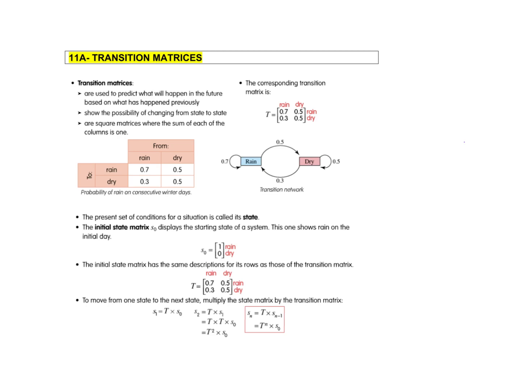Okay, so today we're going to start looking at transition matrices. A transition matrix is always a square matrix. It's a matrix that they've created to predict something that would happen in the future, and they created it using statistics or things that have happened earlier on.